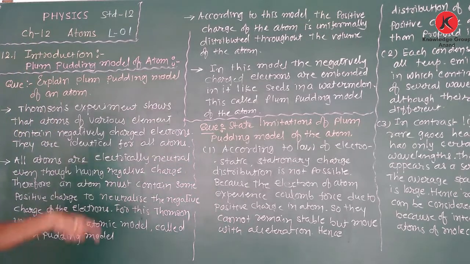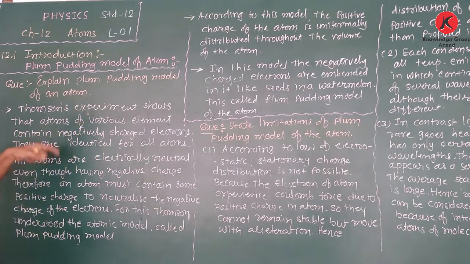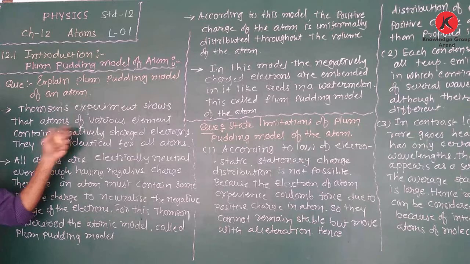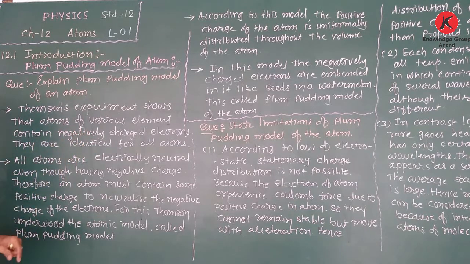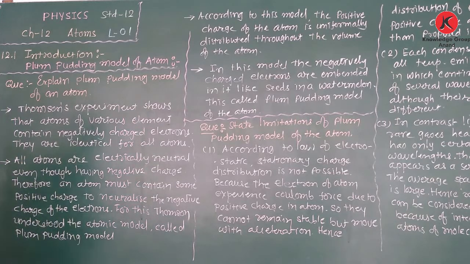Again, our question is: explain the Plum pudding model of an atom. Thomson's experiment shows that the atoms of the various elements contain negatively charged electrons, and they are identical for all the atoms. And also, all atoms are electrically neutral, even though having the negative charge. Therefore, an atom must contain some positive charge to neutralize the negative charge of the electron.